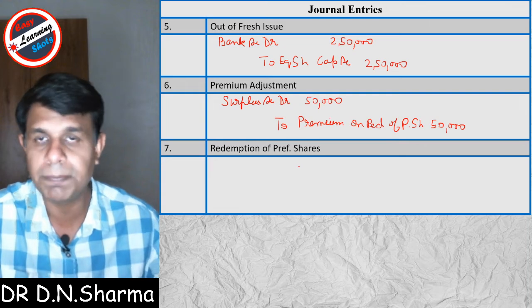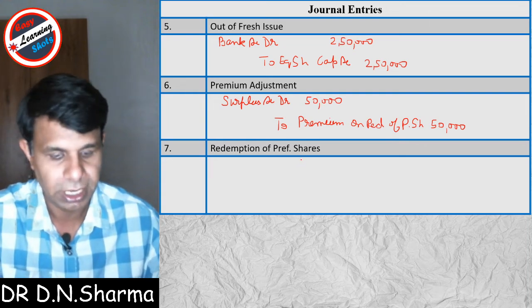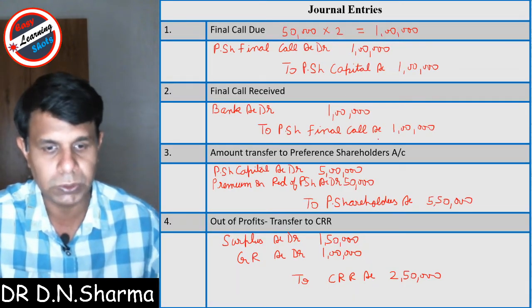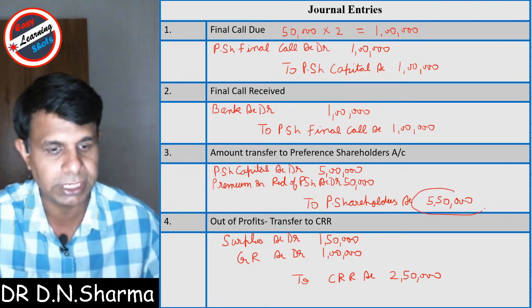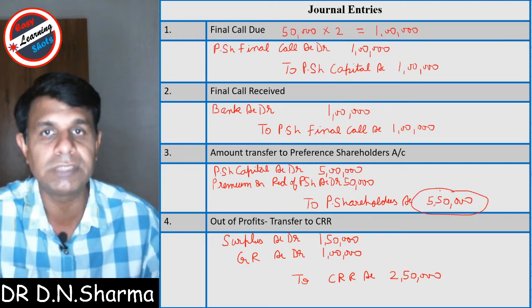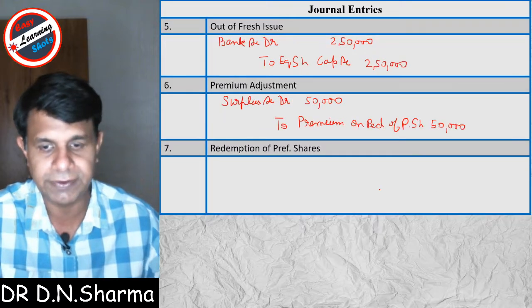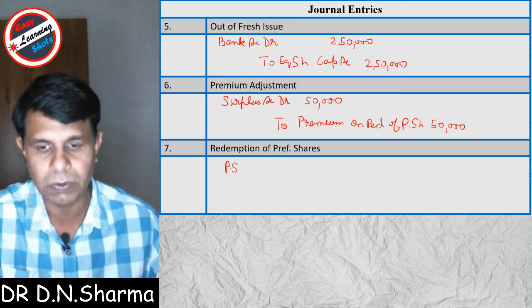Now we redeem the preference shares. This is our last entry. When the amount is transferred to this account, it is 5,50,000. So we pay 5,50,000 to preference shareholders, and our entry is preference shareholders account debit.